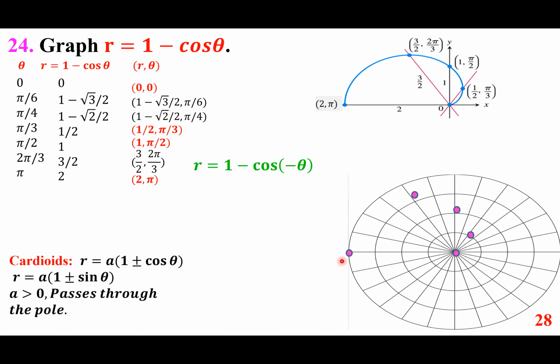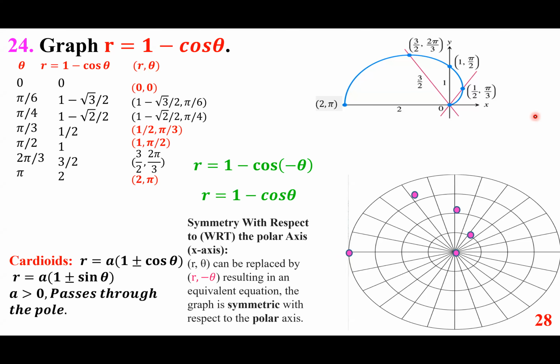Now, if I replace theta with negative theta, I get the same answer, which means it's symmetric with respect to the x-axis, or better yet, the polar axis. Symmetry with respect to the polar axis: r comma theta can be replaced by r comma negative theta, resulting in an equivalent equation. The graph is symmetric with respect to the polar axis. So you go like that. Just flip it over with respect to the x-axis or polar axis. That's all you have to do.